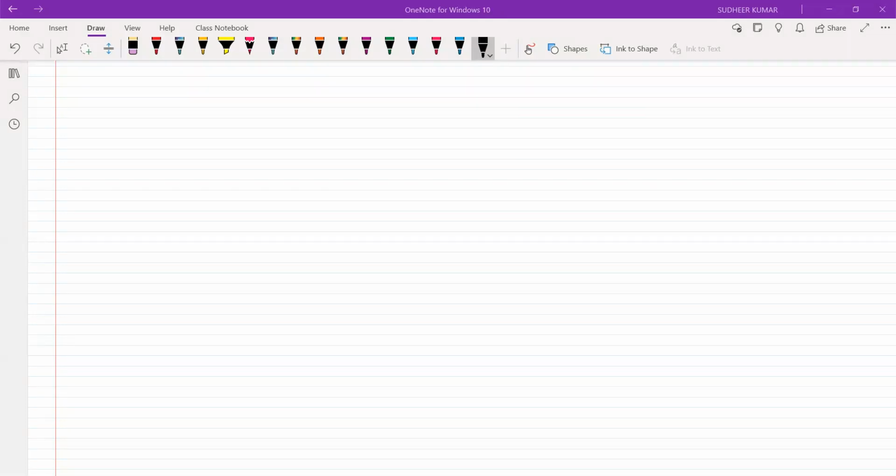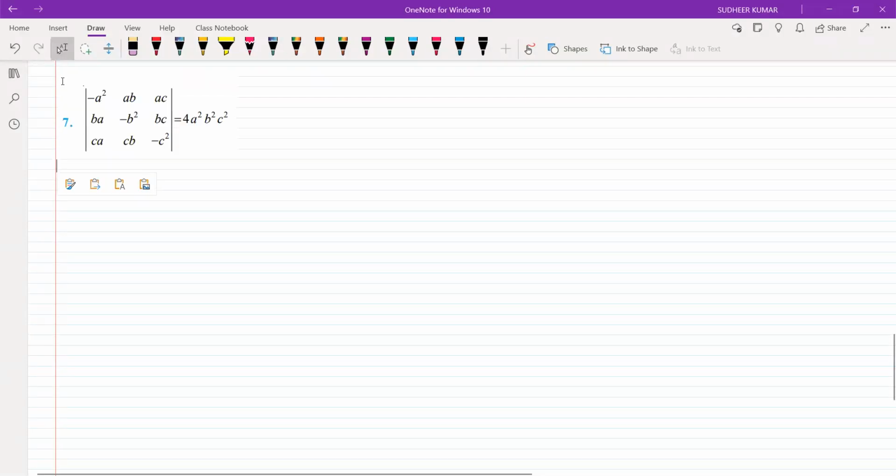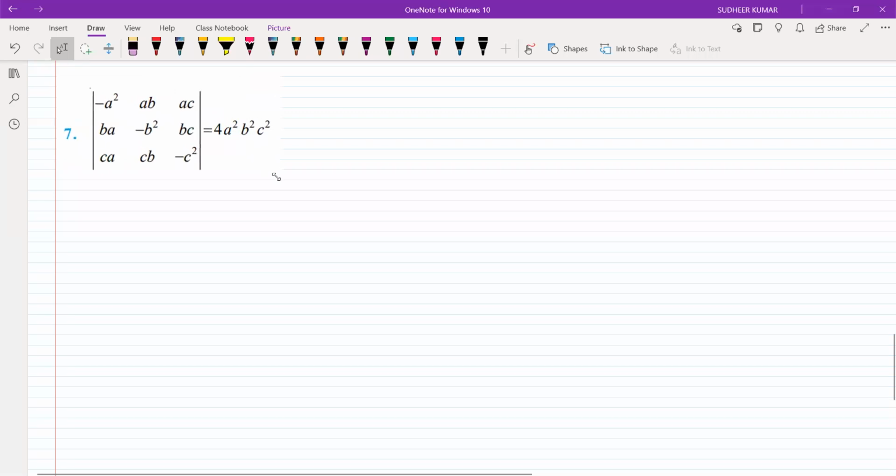Which question number? Seventh one. We are skipping the sixth one, because the sixth one, the 13th one, and the 14th one are similar models. So we'll discuss them at last. After completing these questions, you'll get a clear idea.